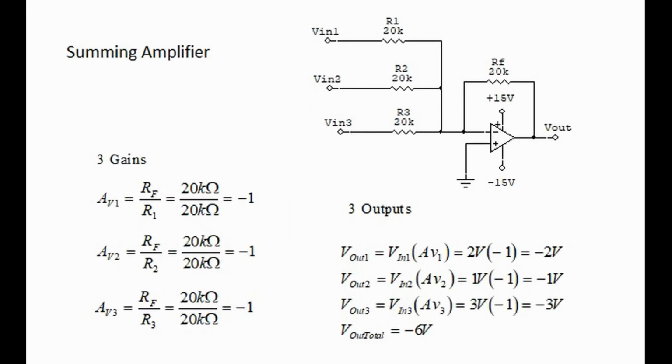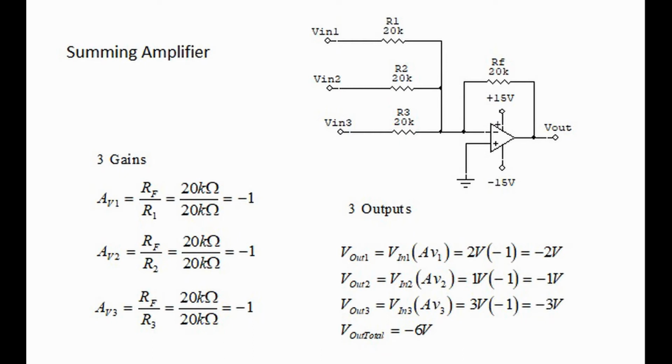The summing amplifier is very much like the inverting amplifier, but there are 3 different gains, and they're calculated in the same way: RF over R1, RF over R2, and RF divided by R3. Let's say Vn1 is 2 volts and Vn2 is 1 volt and Vn3 is 3 volts. Then it's very easy to calculate the output voltages.